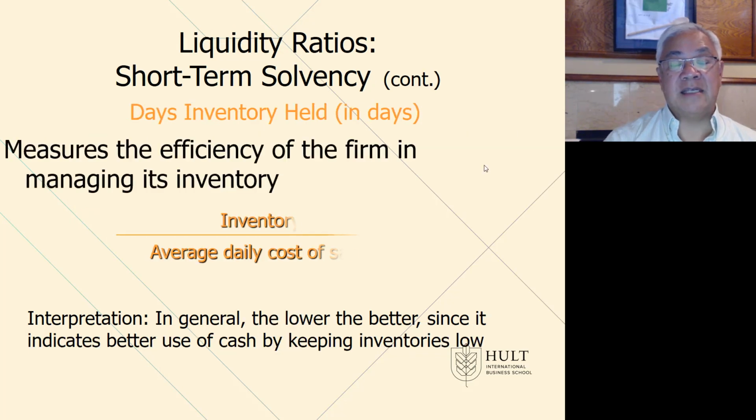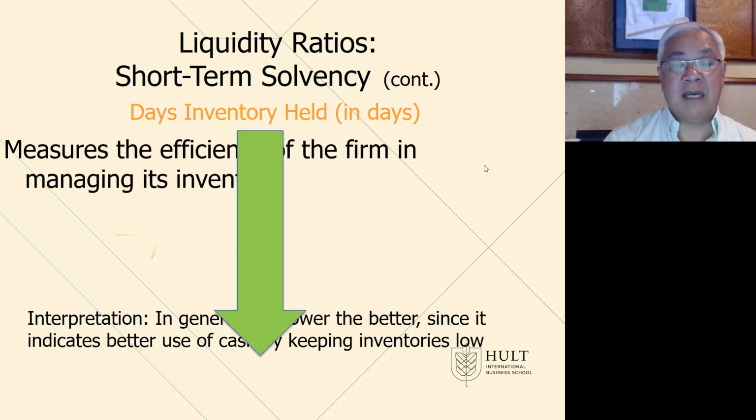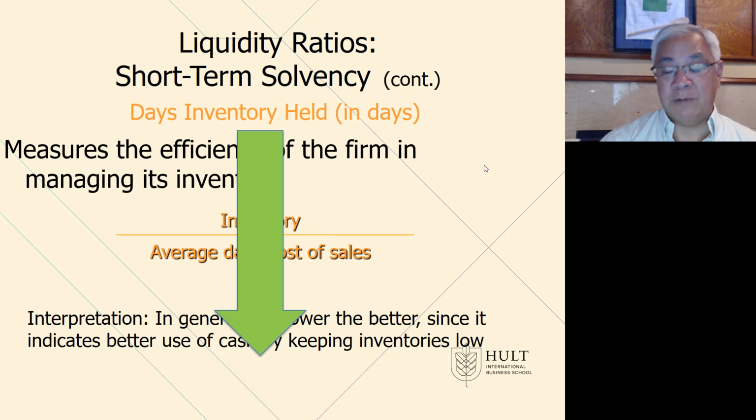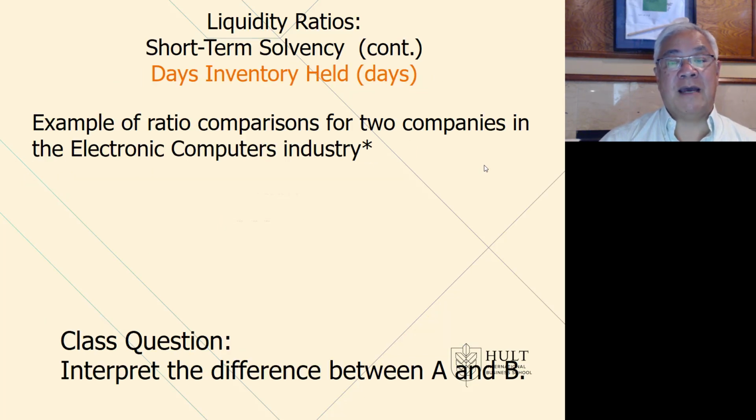Next measure is days inventory held, which means how long does it take us to sell our inventory. So this one we take inventory divided by average daily cost of sales. And that gives us a measure of how many days it takes us to sell our inventory. So again, we want it down. We want to sell quickly. We don't want a lot of inventory sitting around. We like to be very efficient in how we run that.